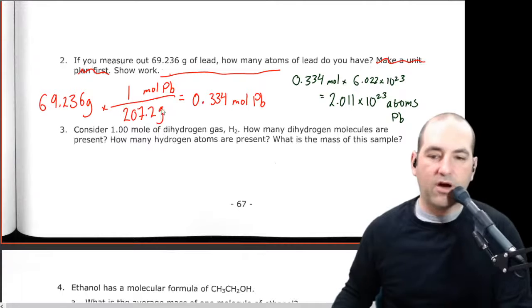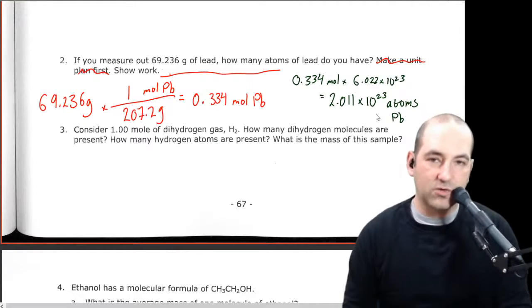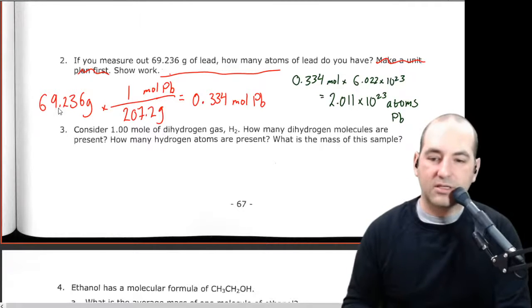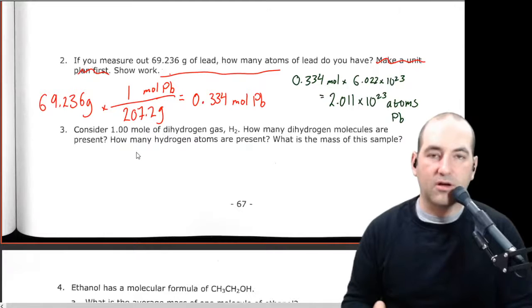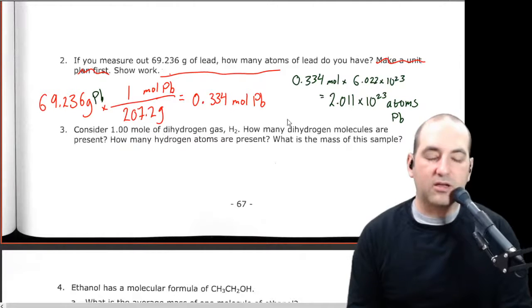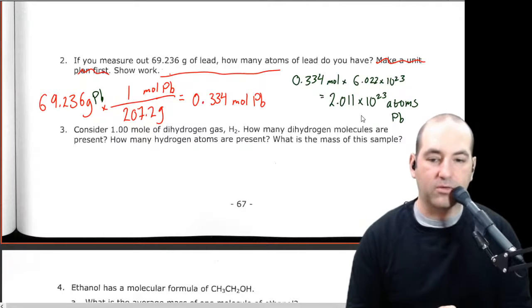And so now we've gone from weighing, which we can do in the lab, to counting, which is what we need for the equation. So if we were to take a sample of lead and weigh out 69.236 grams of it in the lab, then by doing a little calculation, we can also know exactly how many of those atoms we have, and that's important for doing the chemical reactions.